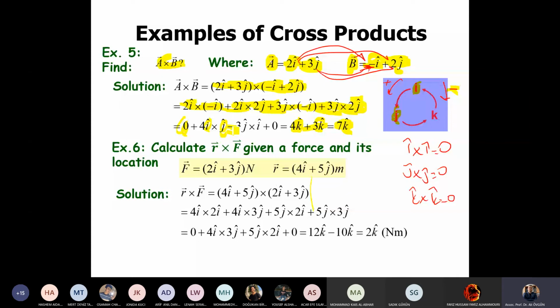Similarly, you can do example 6. This is similar, so you can do it as homework yourself, and the solution is here, you can see. Another way is you can use the matrix form, but I think for now it is better to use the way which I mentioned.